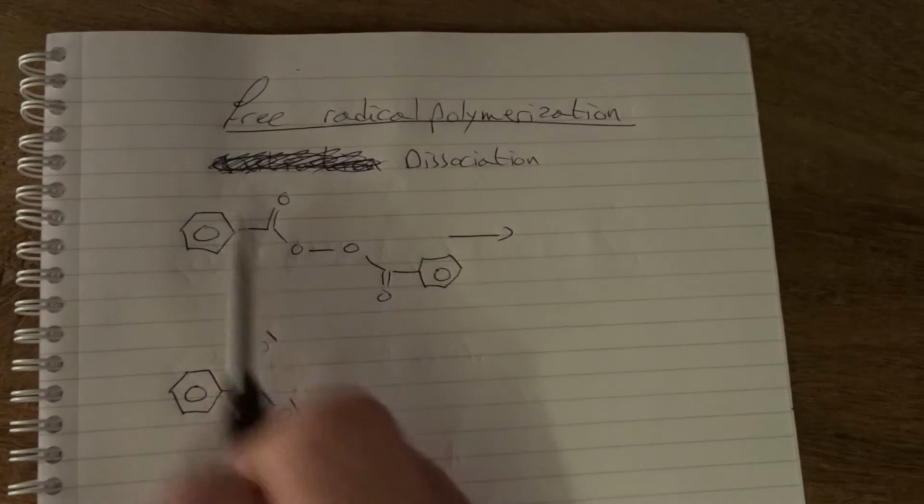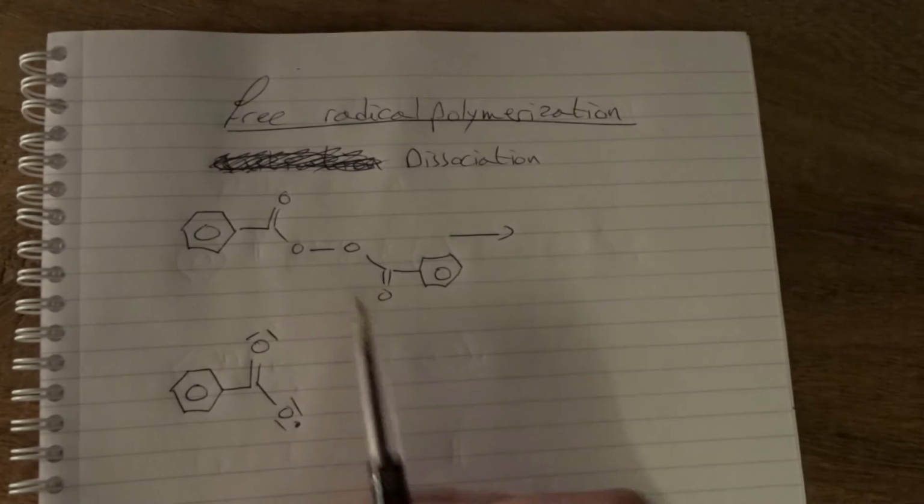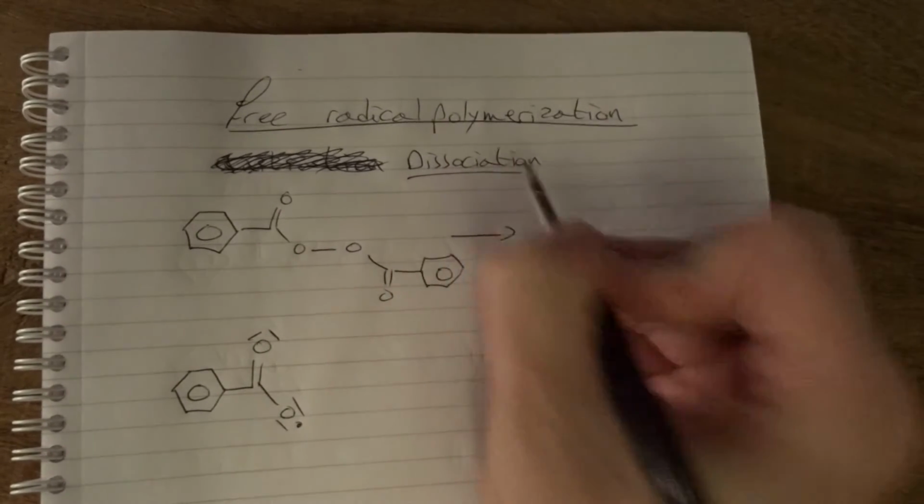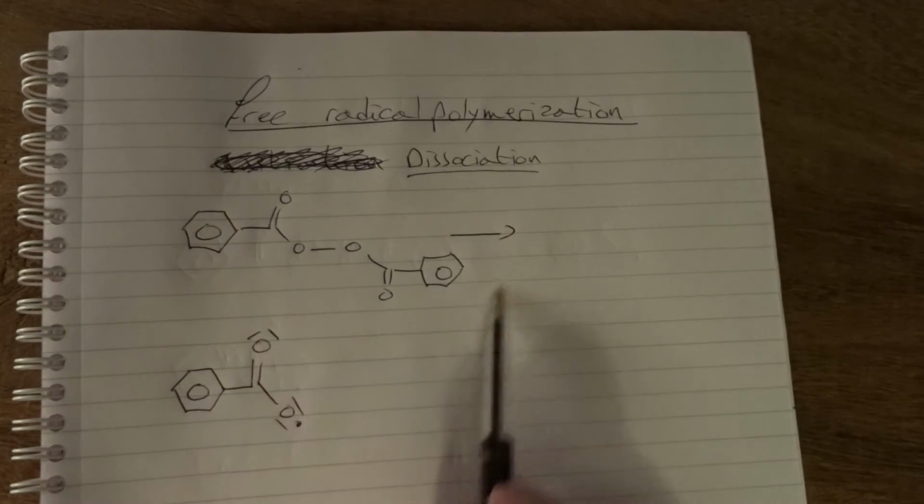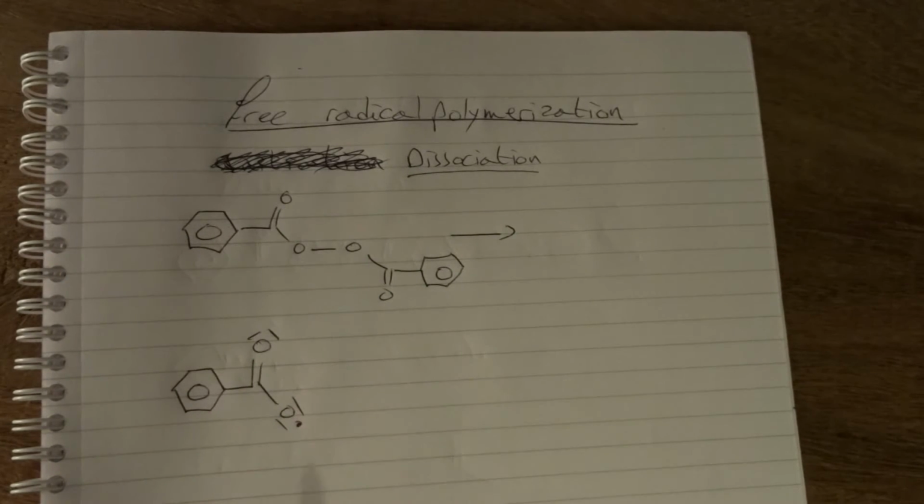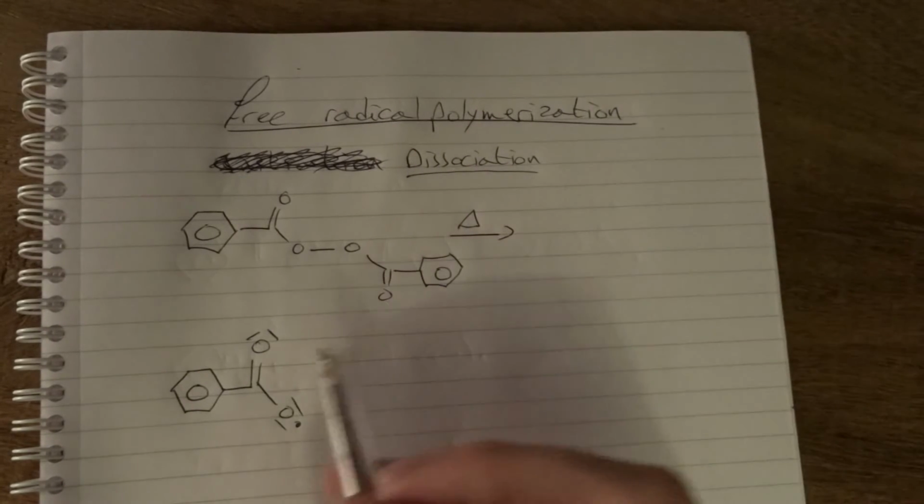In this video, we will look at the free radical polymerization of methyl methacrylate. The first step in this mechanism is the dissociation step. For this example, we take benzoyl peroxide, this molecule, which will yield radicals at elevated temperatures.